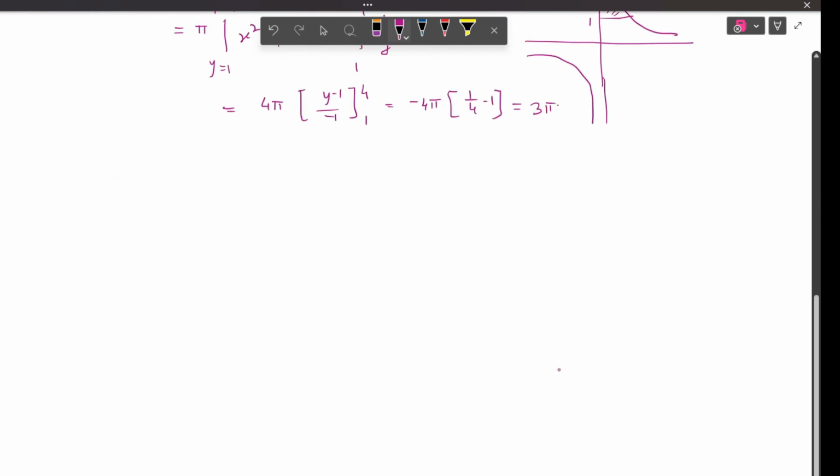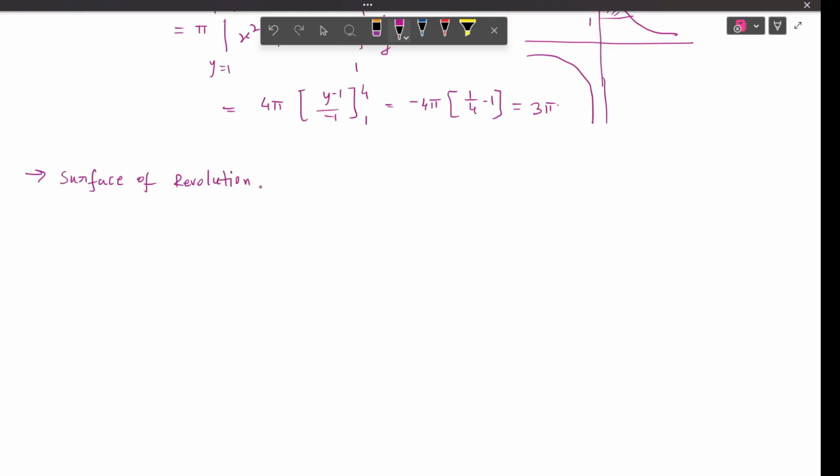Now let us see our next formula, which is surface of revolution. The axis of revolution being x-axis. Okay, so what would be the surface?